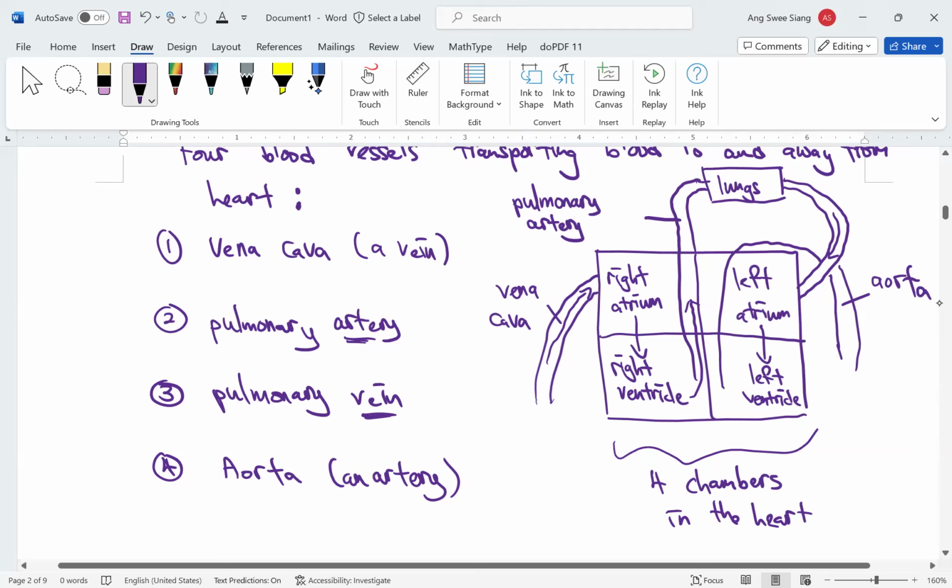Wait, my drawing is not very nice. Okay, so this will be the arrow.